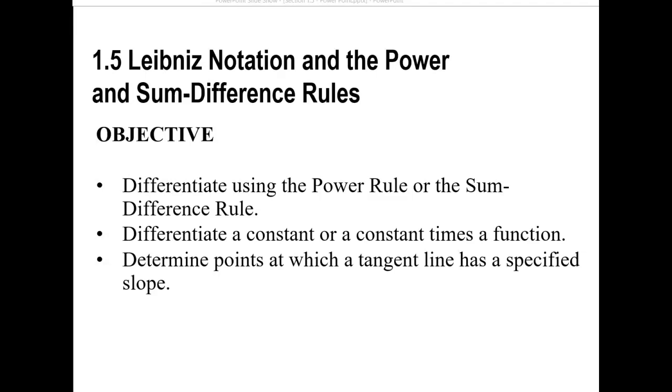So the objectives of this section are to be able to differentiate or find the derivative using both power rule and sum difference rule. Differentiate a constant function or a constant times a function, and then determine points at which the tangent line has a specific slope.